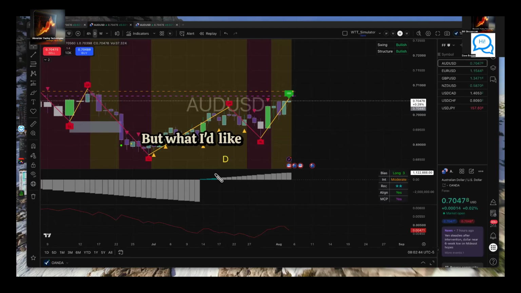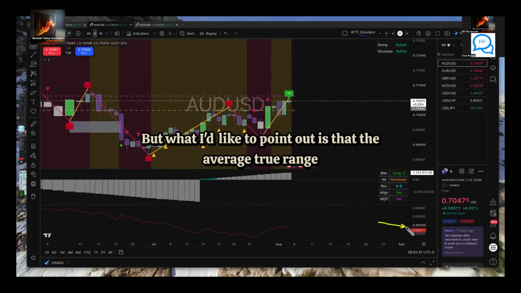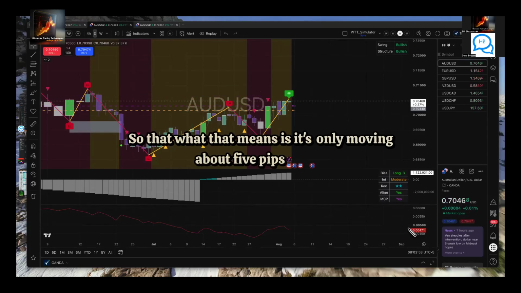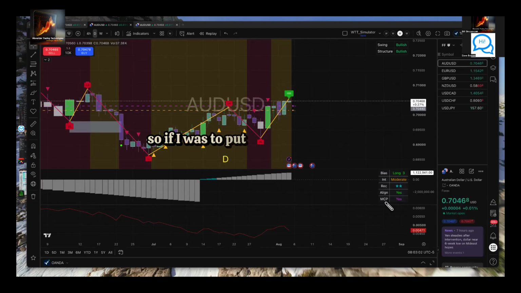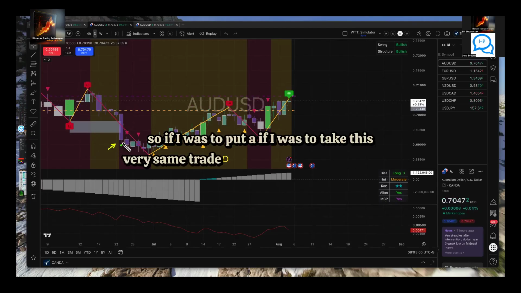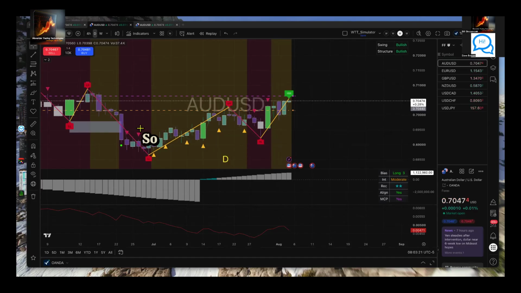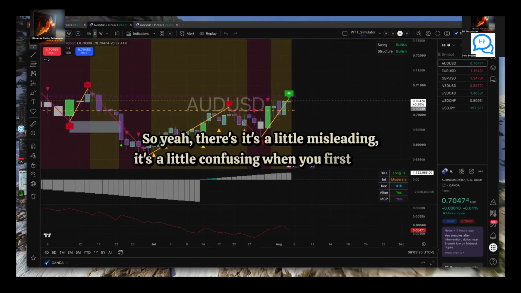But what I'd like to point out is that the average true range of this instrument right now on a daily chart is about 5 pips. So what that means is it's only moving about 5 pips today. If I was to take this very same trade, I would set maybe a 10 pip stop loss because I know it's moving like 5 pips all the time. I might target like 7, with a 10 stop. It'd be something like that. So it's a little misleading and a little confusing when you first start.